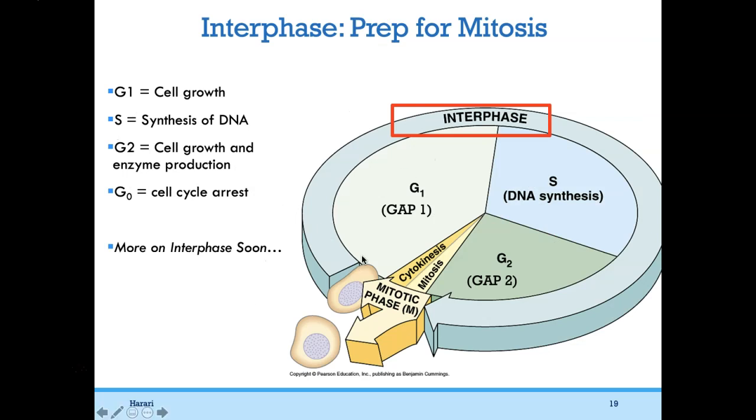So starting here, interphase, G1. This is where the cell is going to do most of its growth. It's kind of hanging out, waiting for a signal. Then an S phase over here is when DNA gets synthesized by DNA polymerase. The cell then enters G2, where the cell continues to grow, enzymes are produced, and then you can enter mitosis and cytokinesis. So this whole thing is interphase. And we'll talk a lot more about interphase soon as well.